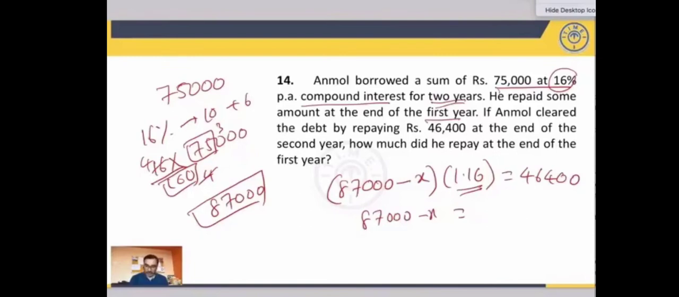Observe how many times it goes. Observe the last two digits: 16 and 8 is 64. Then 16 into 4 is 64. 1 into 4 is 4. So it will become 40,000. 400 with 2 zeros, 40,000. So the amount repaid at the end of the first year will be 87,000 minus 40,000, that is 47,000.